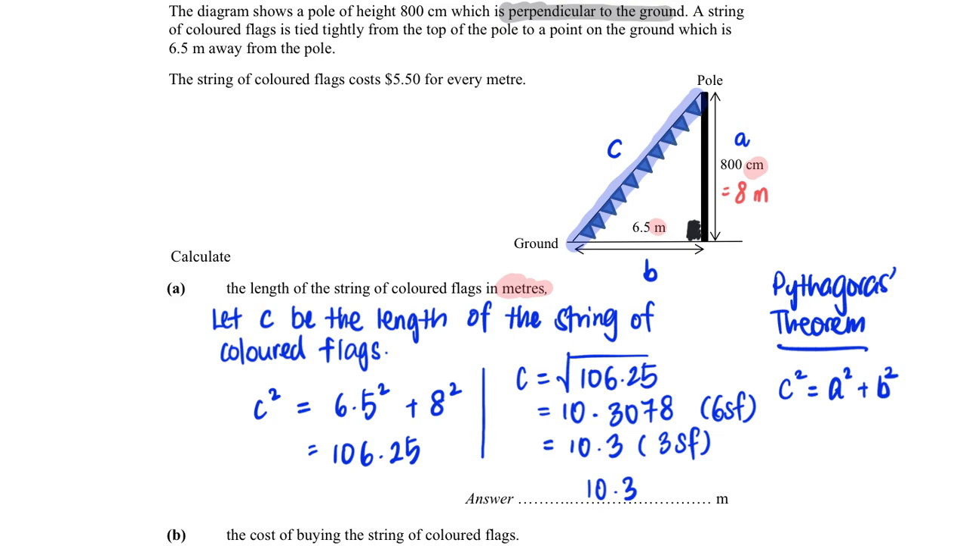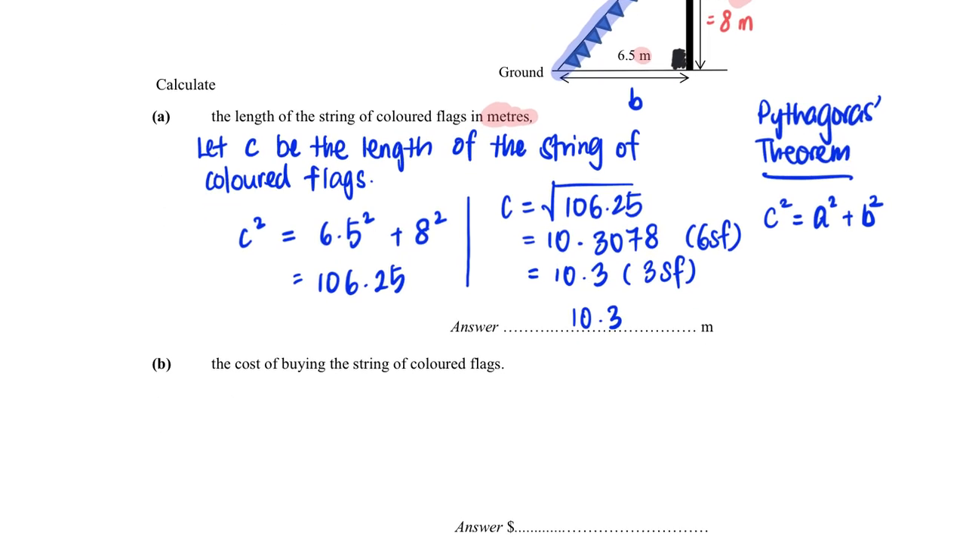The next question that they will actually want us to find is that for each meter, it is $5.50. And so, what is the cost of buying this string of colored flags? So the cost is simply equals to 10.3. Notice what Mr. Tan did. Mr. Tan did not use the 3 significant figures value. Rather, I'm using the 6 significant figures value because that will ensure the accuracy.